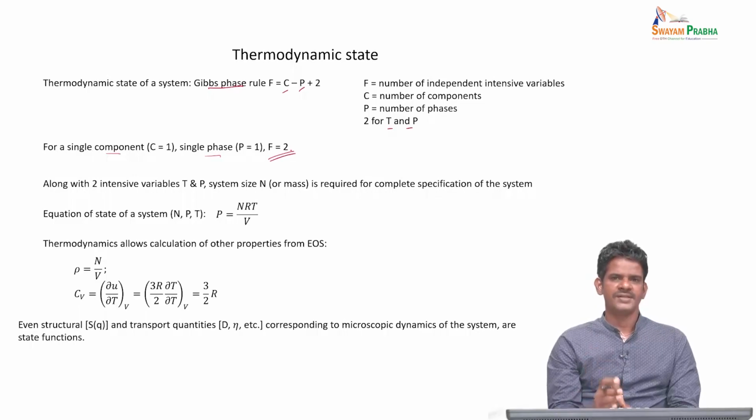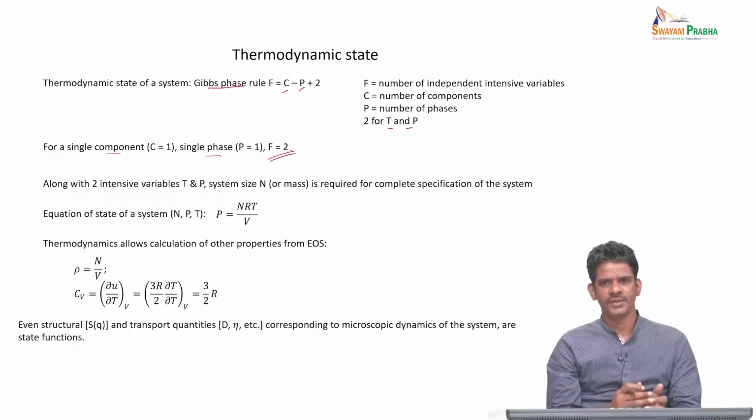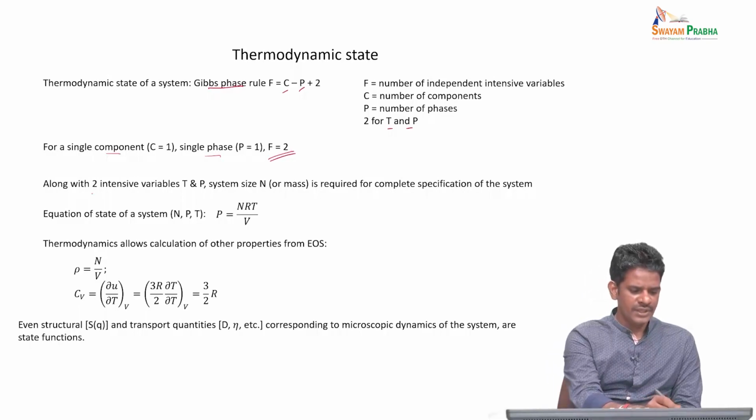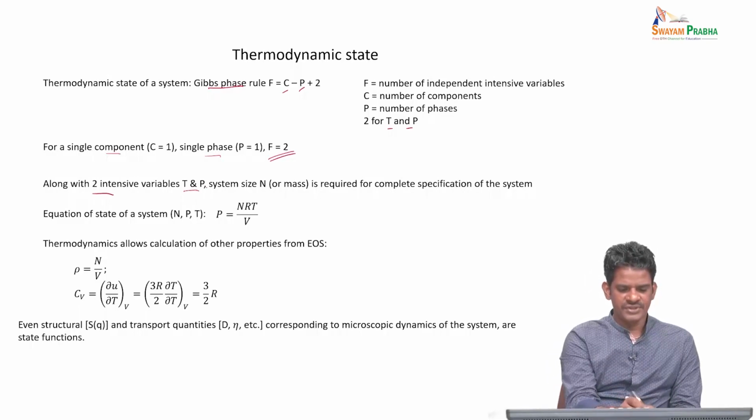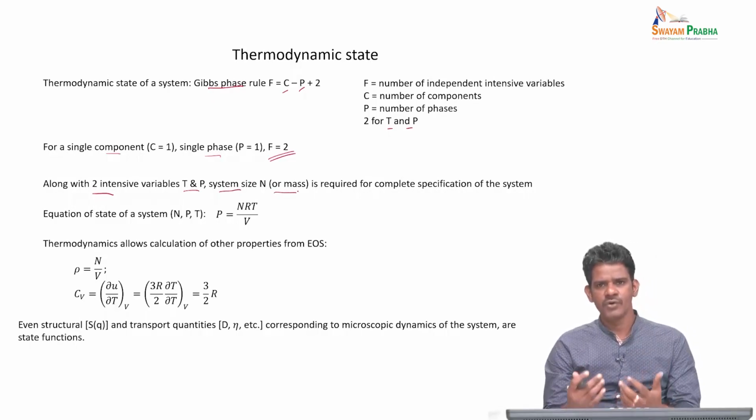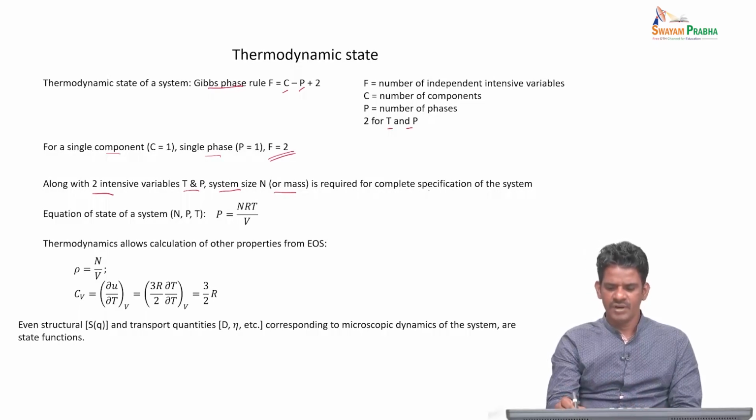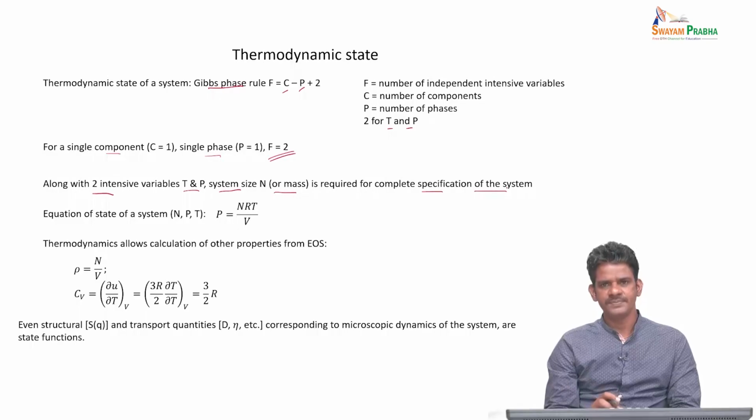But the Gibbs rule only tells how many intensive variables are to be specified. If you want to study a system experimentally or otherwise, you always have to worry about how much mass or how much material to take, so that you have a more controlled way of looking at your system. So along with these two intensive variables, temperature and pressure, you also need the number of moles or mass of the system, so that we know completely how to specify the system.